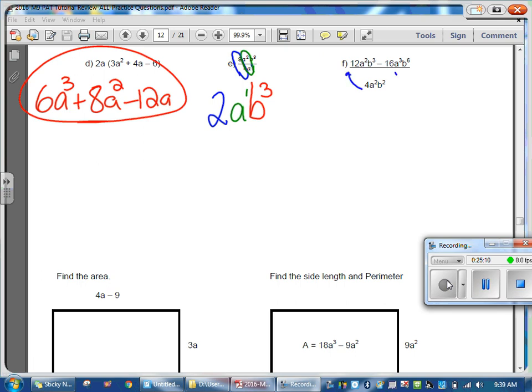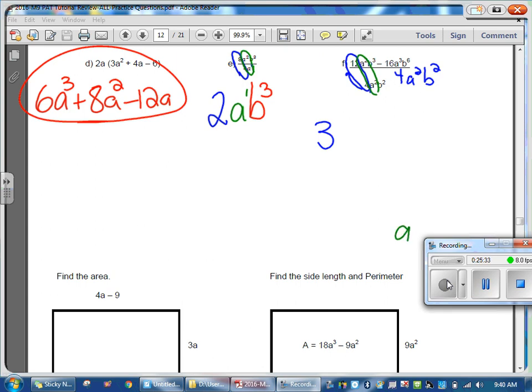12 divided by 4 evenly is 3 times. Then I deal with my a's. I subtract the a's. Well, what do you notice? a squared subtract a squared gives me 0. They disappear. So you're not going to write a exponent 0. We never write that. Because a exponent 0 is equal to 1. And 1 times anything doesn't change your answer.